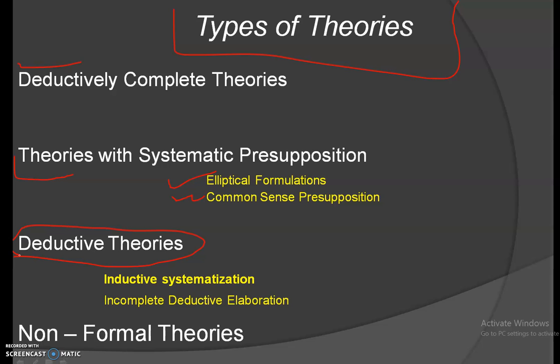First is inductive systematizations. Second one is incomplete deductive elaborations, meaning where certain steps have been left out, because they appear too complicated for an explicit deductive procedure to be employed. And then the third one is theories with relative primitives.